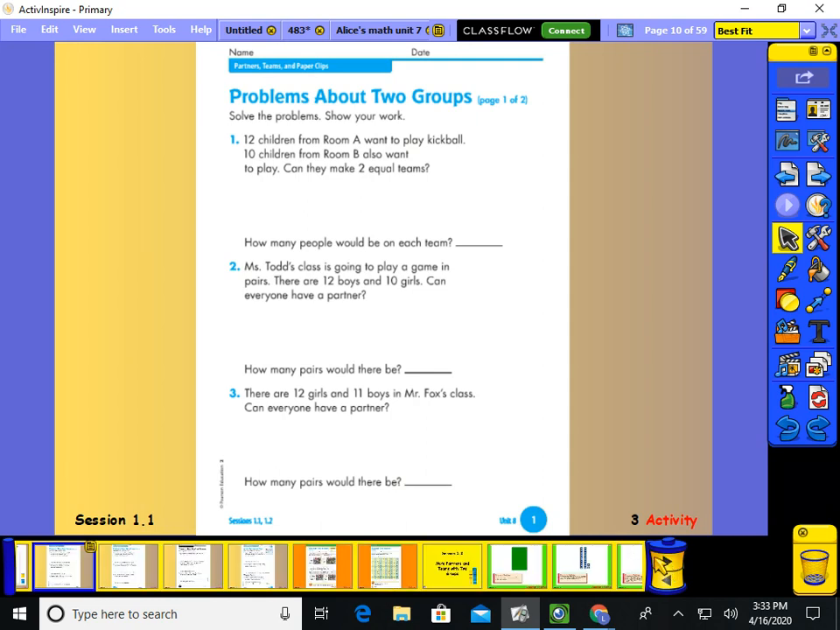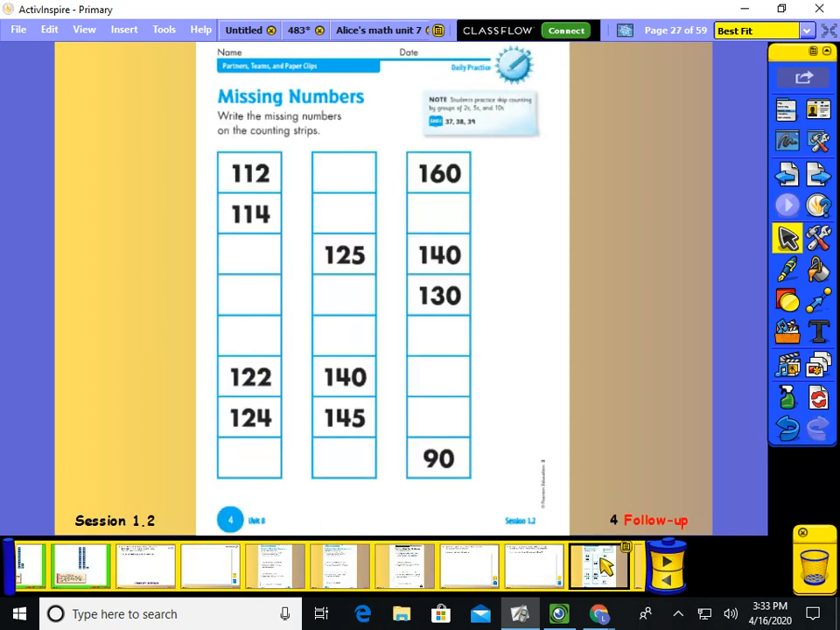All right, the page that will be in your packet is this page. Fill in the missing numbers using the counting strips. So again, hopefully your child is going, I see a pattern here and a pattern here and a pattern here. If they notice this 2 to 4, hopefully they're noticing this is a +2 pattern. They see 40 to 45, hopefully they're noticing a +5. And if they see all of these zeros, hopefully they know they're counting by 10.